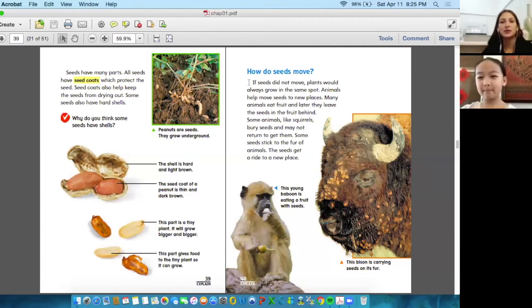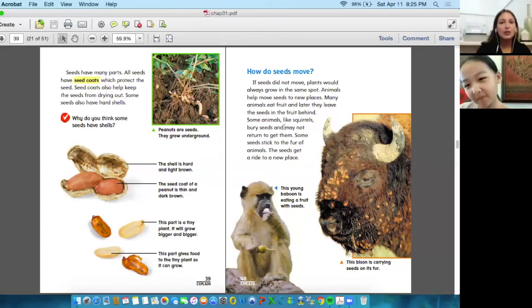Very good. Okay, so here it talks about many ways that seeds move around places, right? Yes. So one way is when animals eat the seeds, right? Or they may eat the fruit. Yes. And later they go to the bathroom, and so they leave the seeds. Yeah, and so they leave the seeds on the grass, right? Oh boy, that must be very yucky. It is very yucky, but it's nature, and that's a way that seeds move around and then plants start growing.